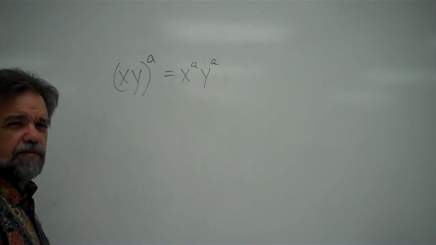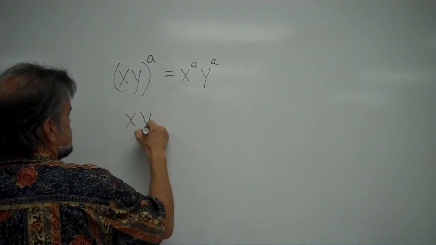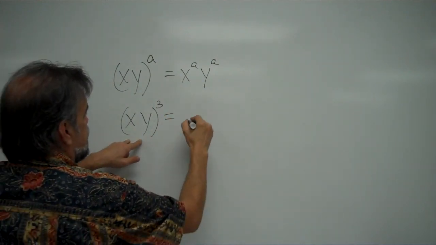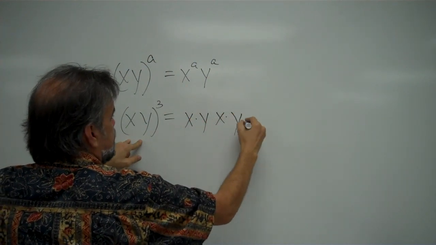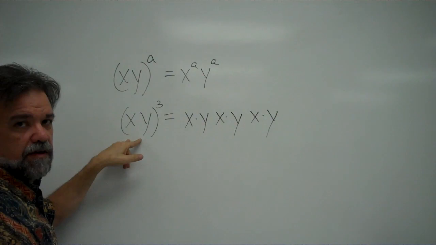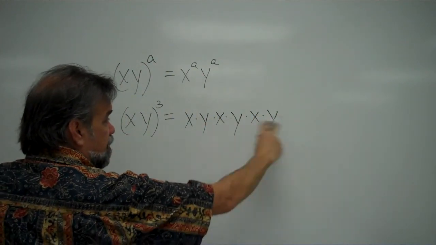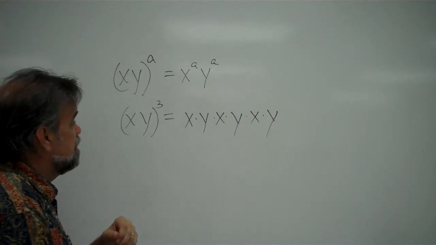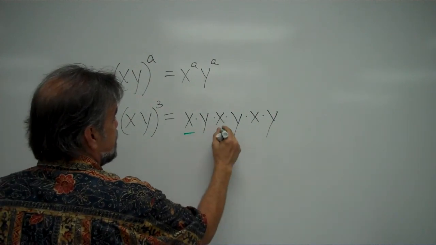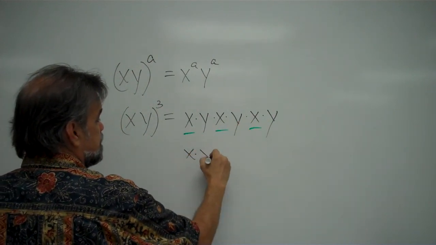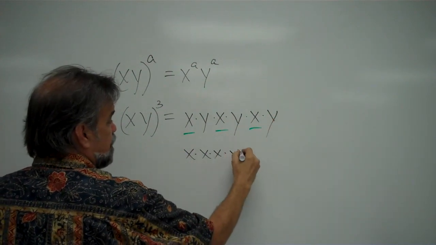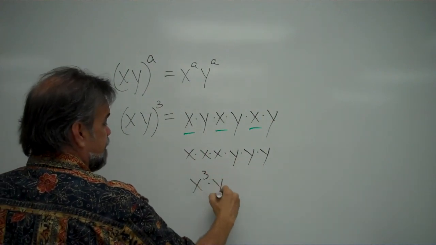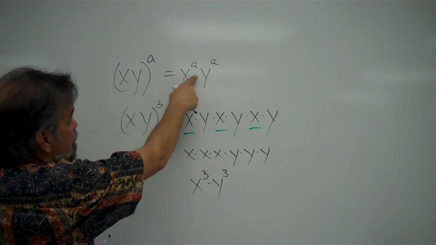I'm not sure I described that very well, so let me just show you. Let's say we have x times y to the 3rd power. What does that mean? It means we got x times y times x times y times x times y. Now again, this is just multiplying all the way down. It doesn't matter what order things are in when you're multiplying them. That's what the commutative law of multiplication tells us. So I can take all my x's and put those first, x times x times x, and then pick up my y's, times y times y times y. And what do I get? x to the 3rd times y to the 3rd. And that's what I was doing a pretty poor job of explaining up here.